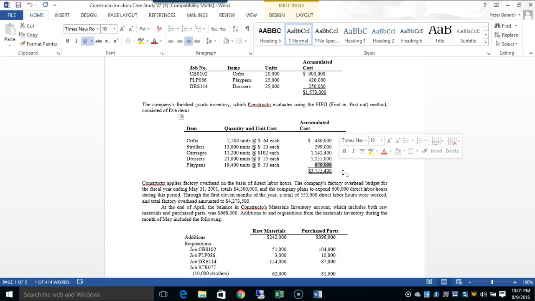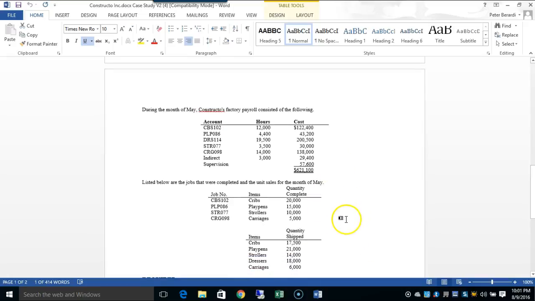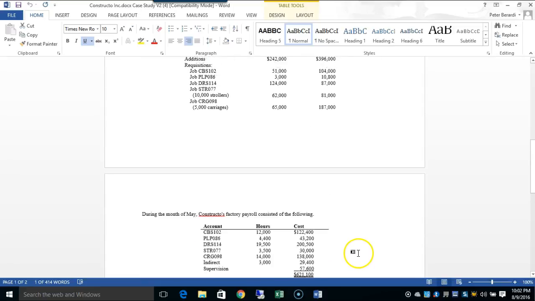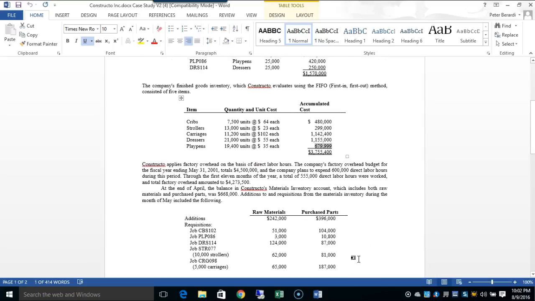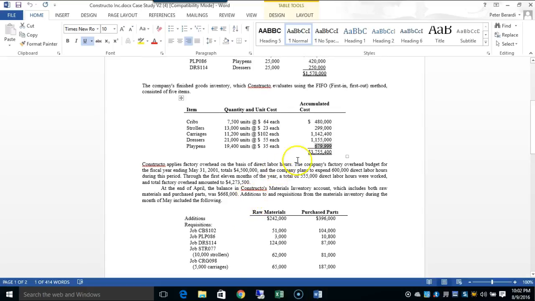So you have your beginning WIP plus your completed, which is your credit from your WIP into your debit into your finished goods, and then shipped, which is your credit to finished goods and your debit into cost of goods sold. And that will give you the number of units of playpens in your finished goods inventory. But what you have to do now is figure out the dollar amount. So the trick here is the dollar amount in your finished goods beginning inventory is 679,000 as a beginning balance.